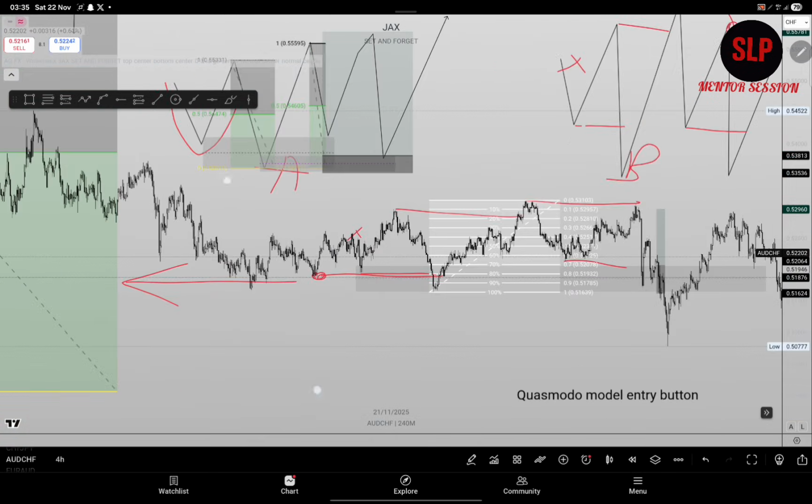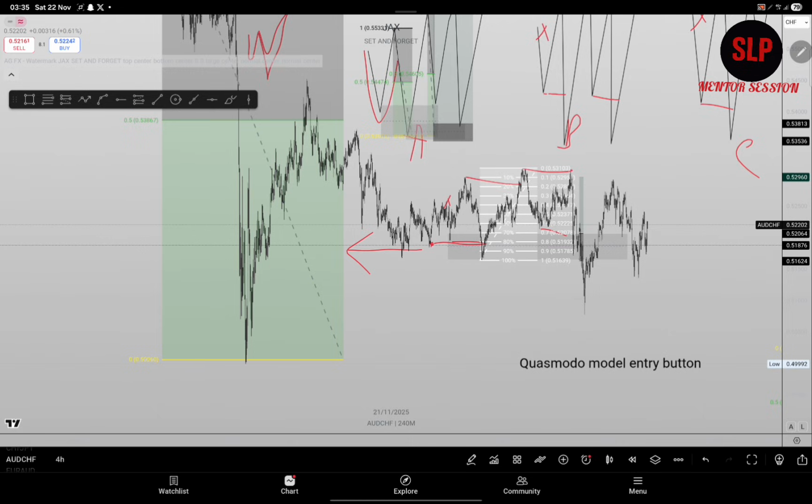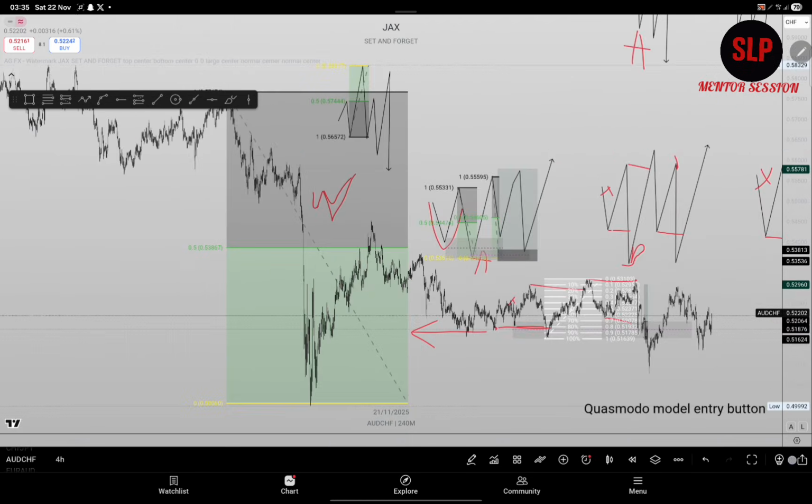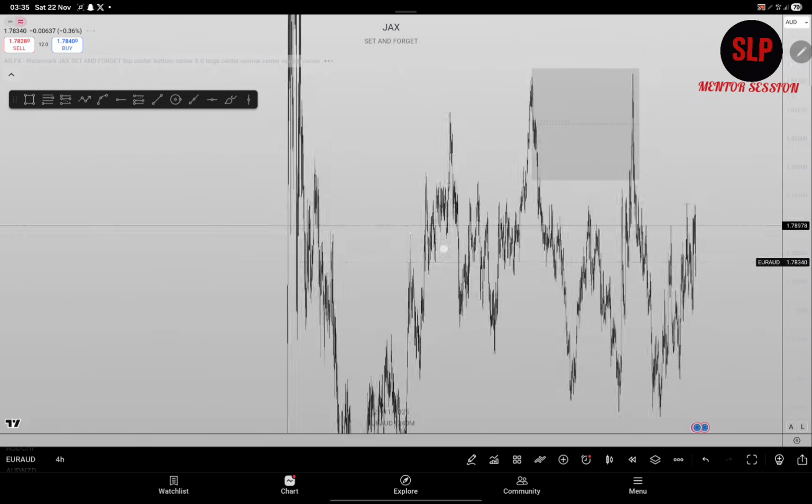The only problem is that it did not break structure. Was it in the right zone? This is the discount zone. This is the swing structure. This is the discount zone. You have to take buys from here. You have to take sells from here. Very simple. Let me check if I can whip up another example.